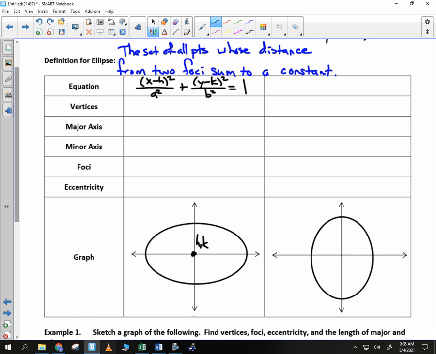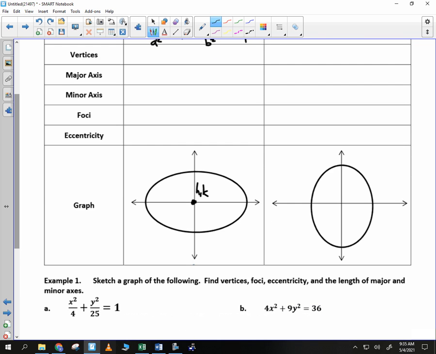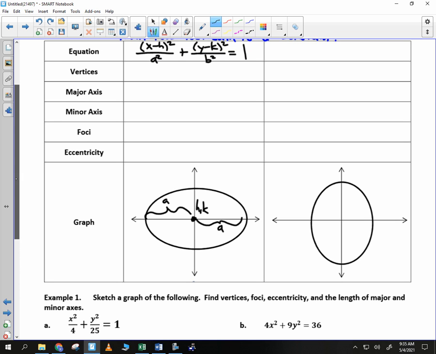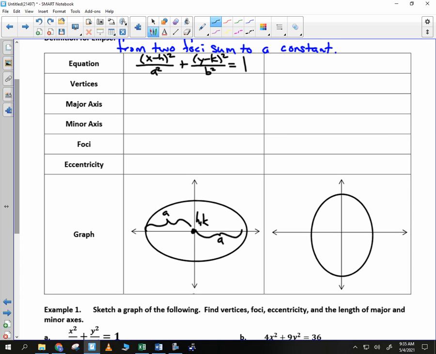How far do we stretch it? We look at the numbers underneath. See how it's x minus h squared? So this is my x stuff right here. It's stretched a units in the horizontal direction. So that would make this distance a. That would make this distance a. Anybody want to guess how far it's stretched in the vertical direction? b units, because b sits under y. You see that?